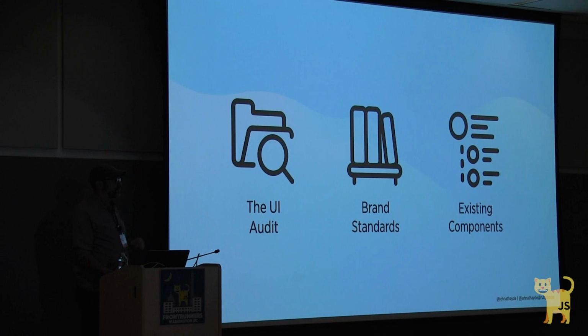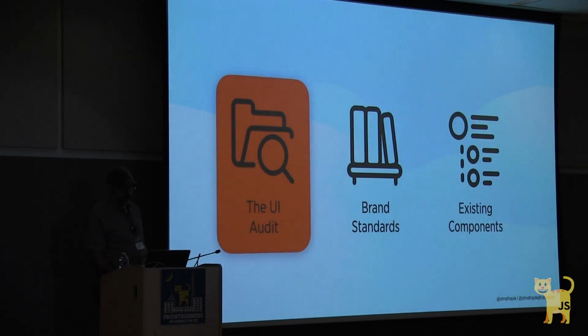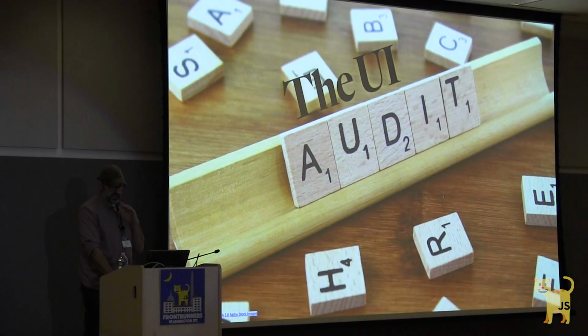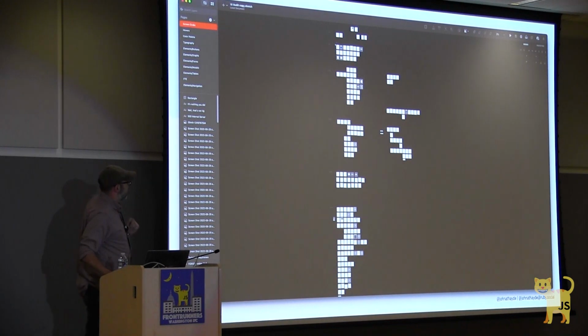So there are 3 steps you're going to do in this phase, and these are a lot of brute force work. The first is the UI audit. A UI audit, you can also call it a UI safari, there are lots of terms for this kind of thing, is where you go through and screenshot every single page in your app.